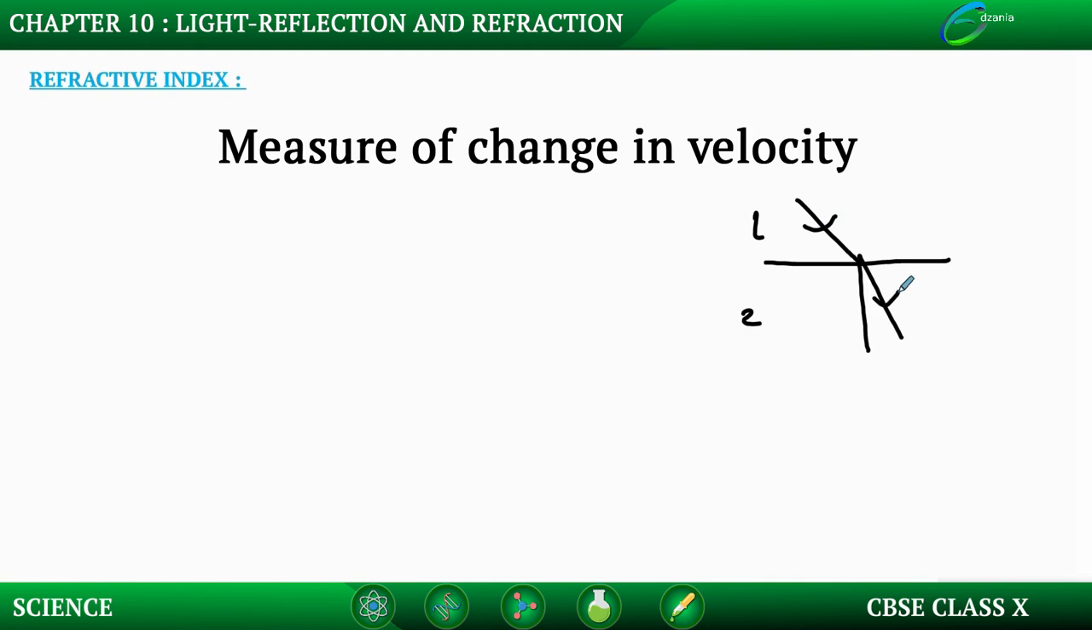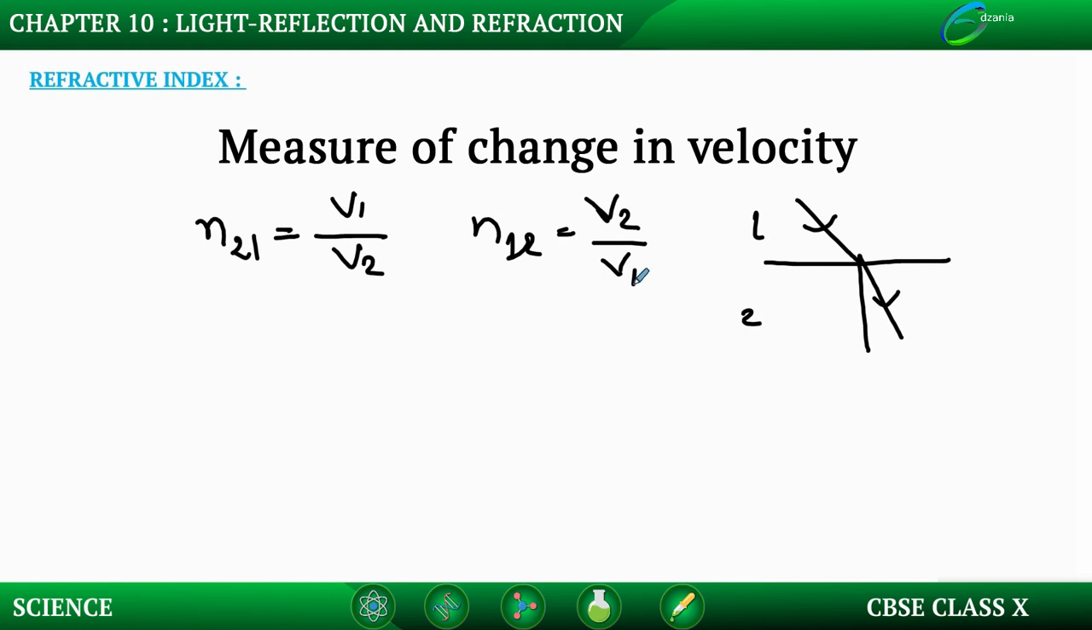So refractive index here will be relative, that will be n21. Refractive index of the second medium with reference to the first medium will be given by velocity of light in the first medium divided by velocity of light in the second medium. Similarly, n12 will be, if the case is reciprocal, velocity of light in the second medium compared to velocity of light in the first medium.